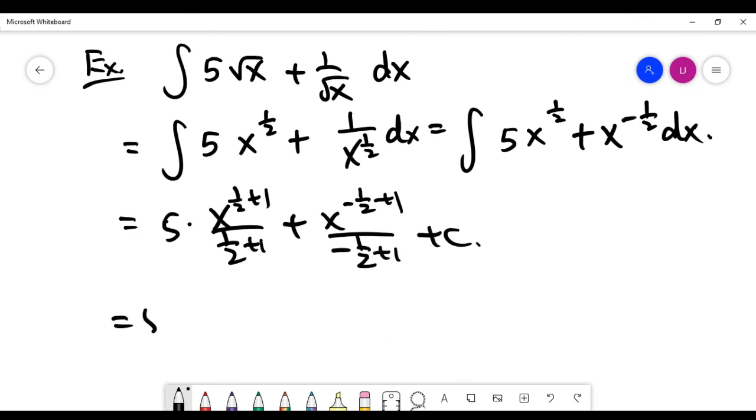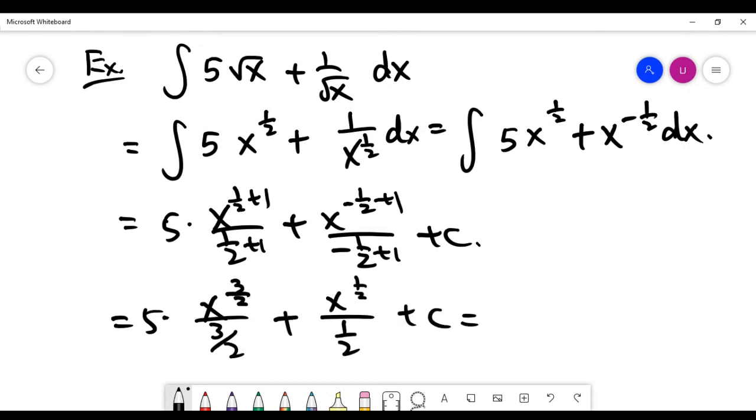And of course, you can simplify your answer a little bit. So for example, you can write your answer like this. And now the answer is the following: 10 over 3 times x to the power 3 over 2 plus 2 times x to the power half plus c. That's the final answer to this problem.